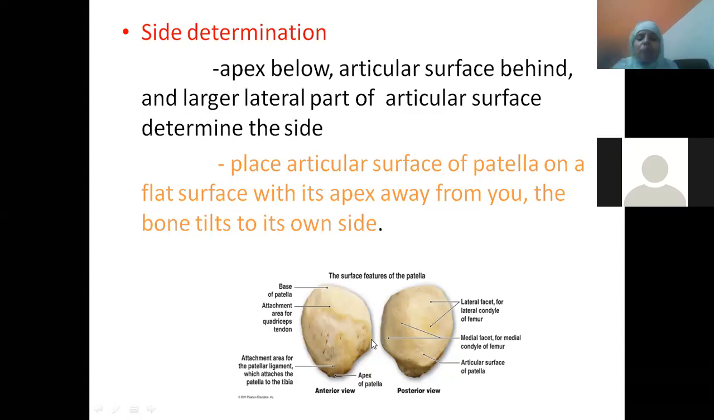So that is how you determine. Always remember, this is the upper end and this is the apex, and when you allow the bone to rest on the table, it is falling on its own side. Suppose this is tilting on its right side. When it tilts on its right side, you identify it as right patella. Because here you will have large lateral surface on the posterior aspect, small medial surface on the posterior aspect for the lateral and medial condyles respectively.